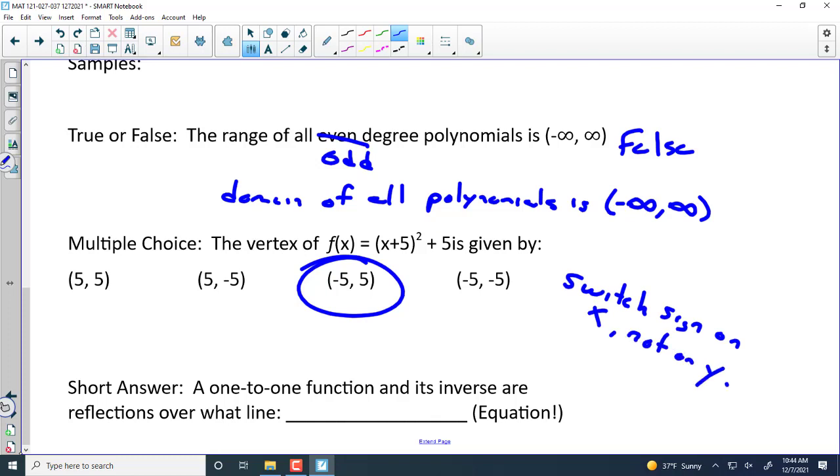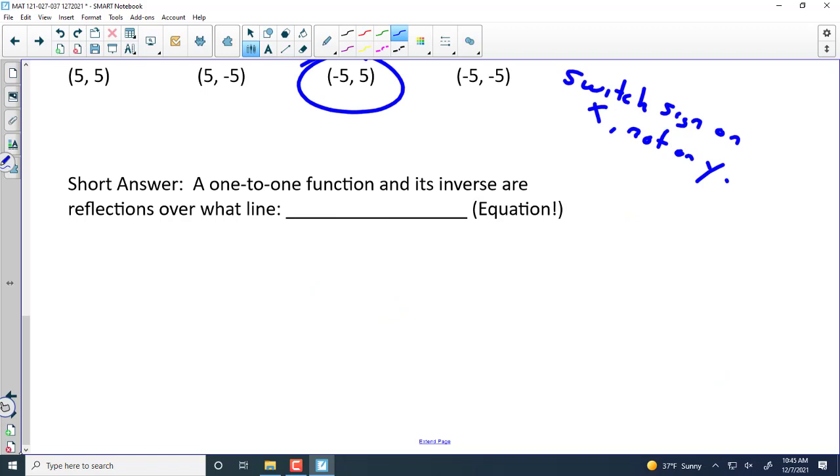And these are the kind of questions you're going to see a lot of in the cumulative part of the exam. These quick questions here. A one-to-one function and its inverse are reflections over what line? And it wants an equation, not a description or a picture. So what is the line you reflect over to get an inverse? Y equals x. Y equals x. Yep.